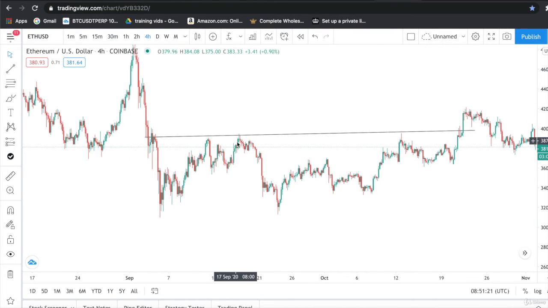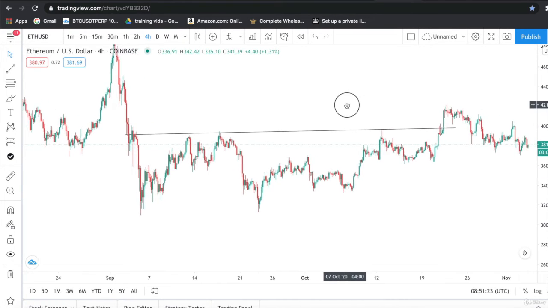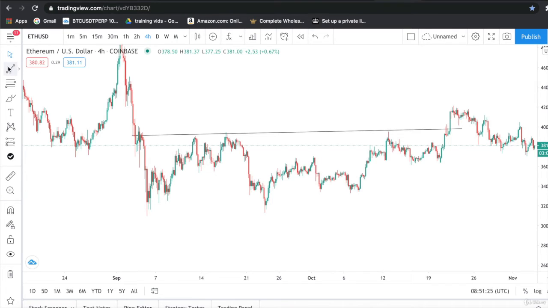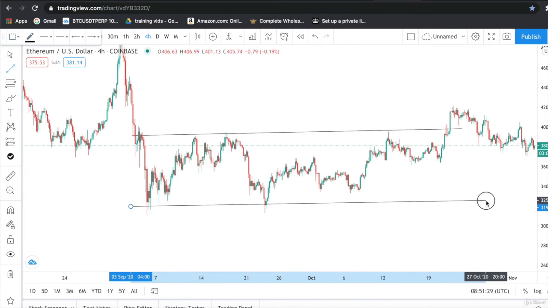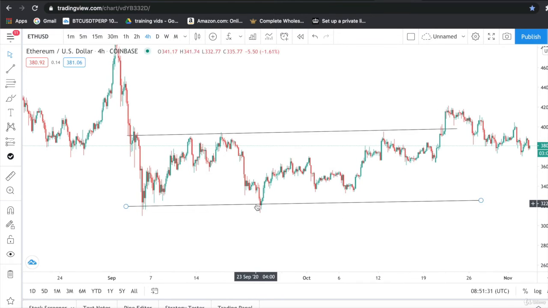We got multiple price rejections from over here. Now let's draw the support zone. This is our support zone. The price bounced multiple times from this zone.